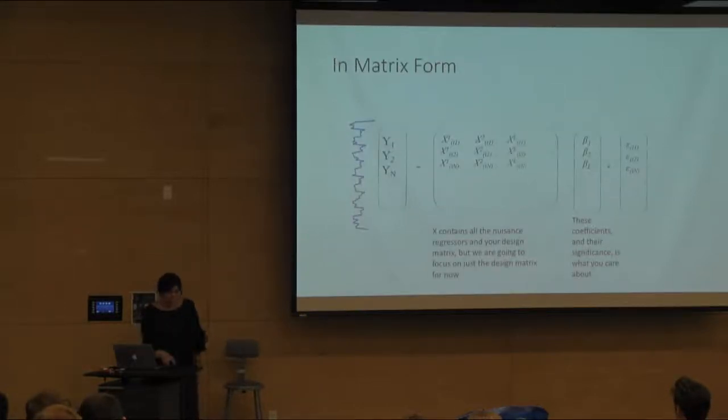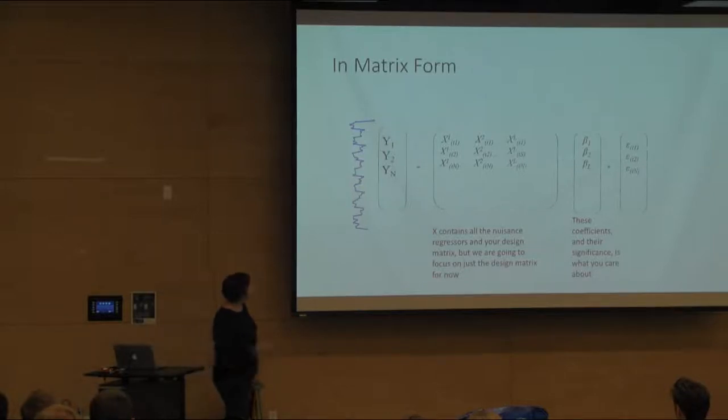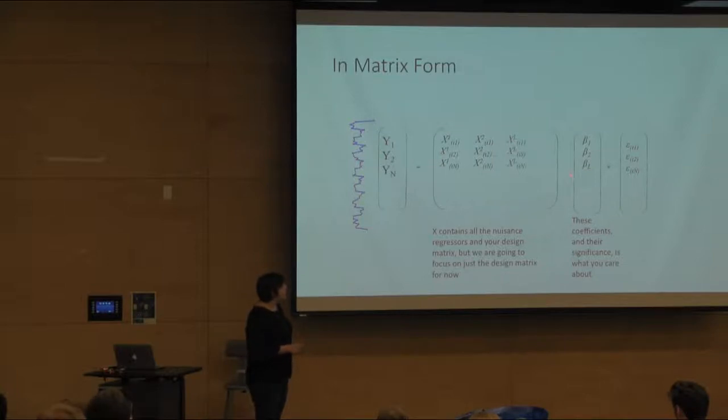So in matrix form, this is what you have. This is your nice little fMRI time course, and these are your values. And here you have your matrix with all of the nuisance regressors and your design matrix. But right now, for simplification for this tutorial, I'm just talking about a very simple design matrix with just your explanatory variables. These beta coefficients are what you're going to calculate, and this is what you care about, these and their significance. And then this error is error variance.